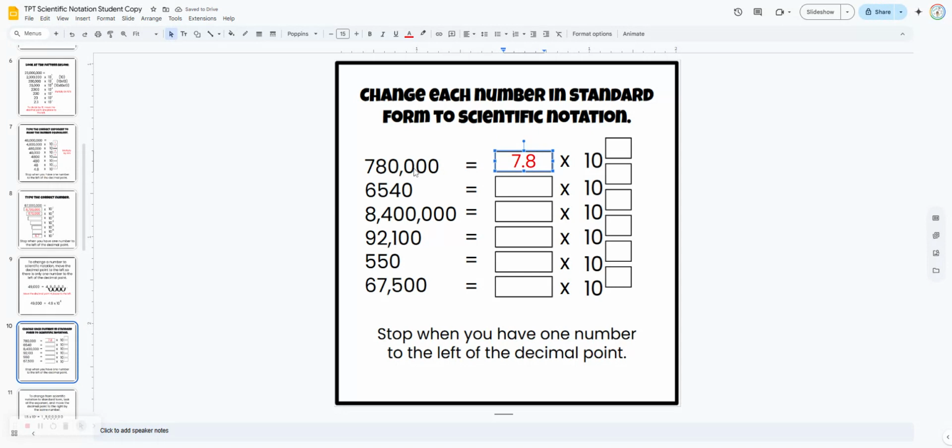So here we want a number with a decimal point right here between the 7 and the 8. To find our power, we just count 1, 2, 3, 4, 5. We move the decimal point 5 places, so it's going to be times 10 to the 5th power. And they're going to be doing that with all of the rest of these.